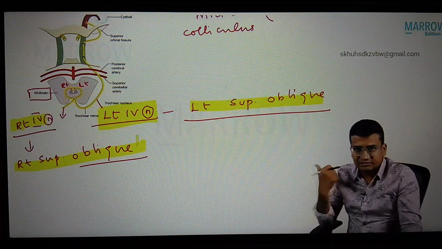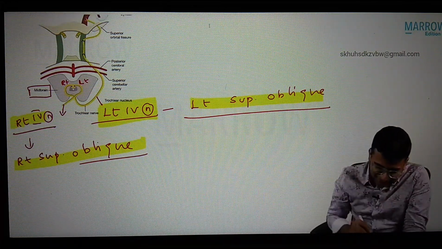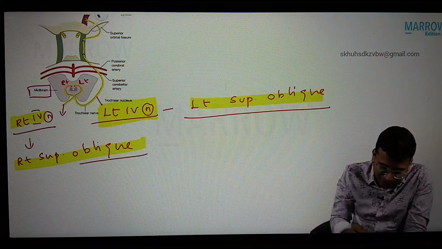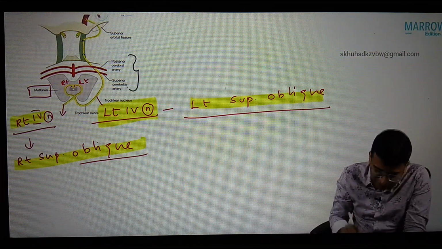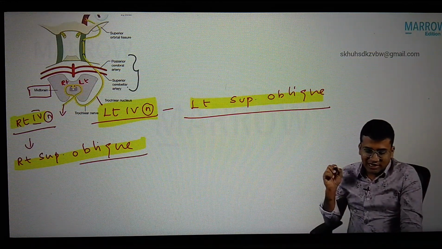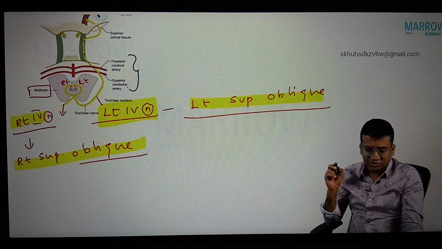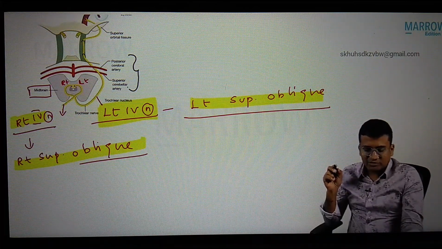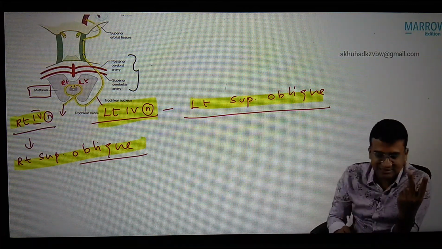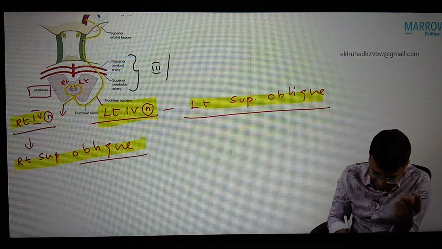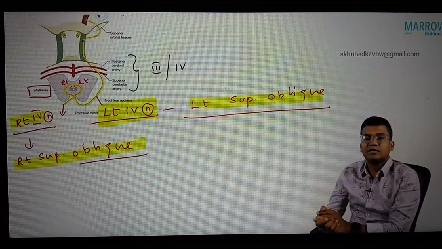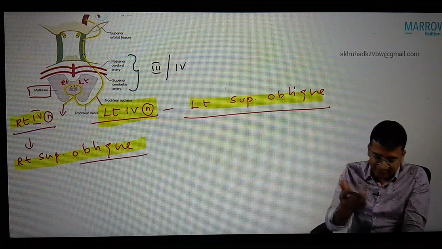Clear? Shall we proceed? Like the third nerve, the fourth nerve also passes between two arteries. What are those? Posterior cerebral artery and superior cerebellar artery. Just now I told you. Between these two arteries, two nerves pass. What are those? Your third nerve and fourth nerve. And then it enters the cavernous sinus.